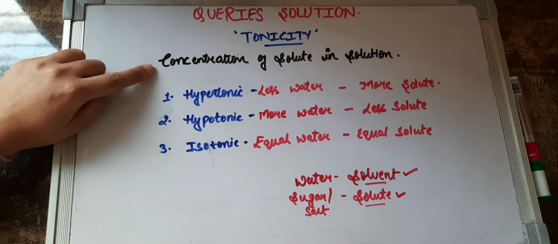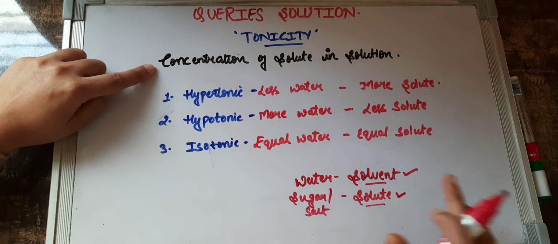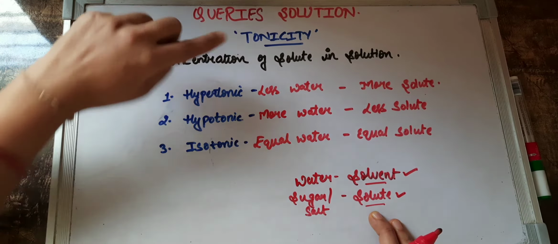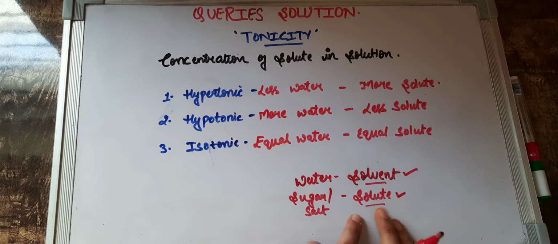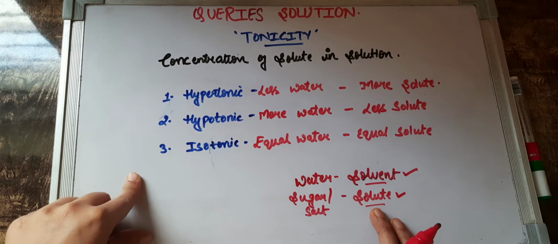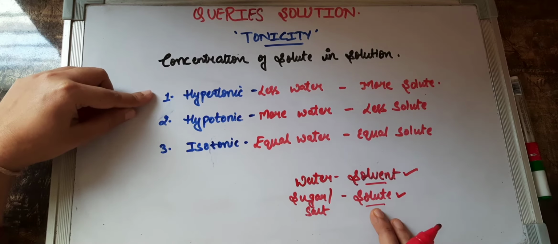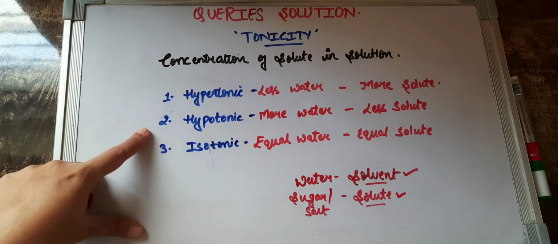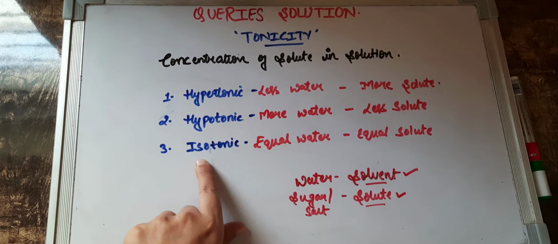So what is tonicity, which is mentioned over here? Tonicity means the concentration of these solutes in a solution or in a solvent. As much concentration of solute as there is will define the tonicity. So based on the concentration of solute, and the concentration of water as well, there are three types of tonic solutions that we have to know. The first one is hypertonic, as you can see from the term. The second is hypotonic, and the third is known as isotonic.